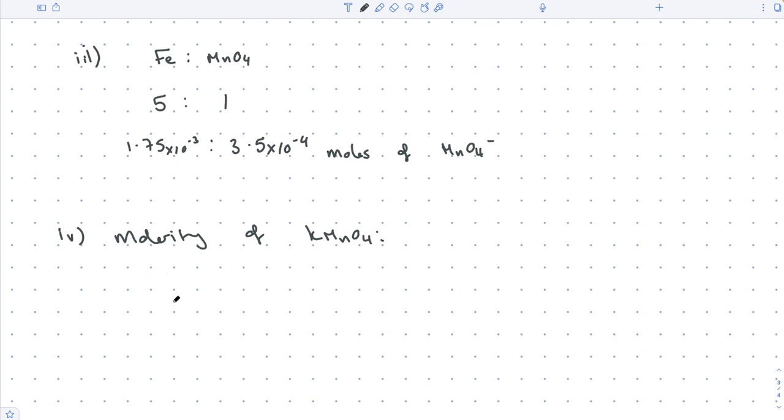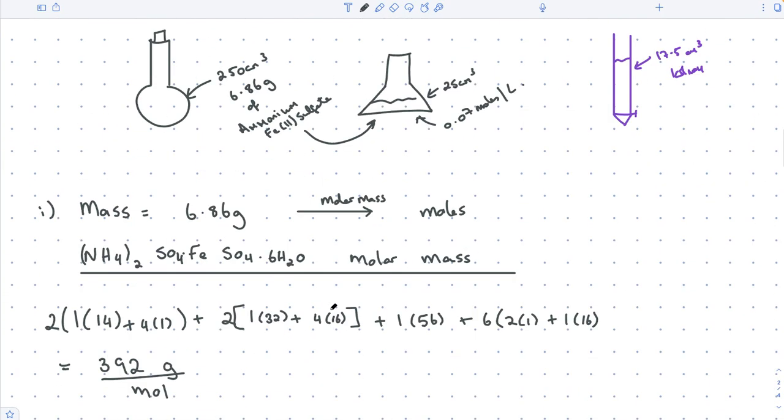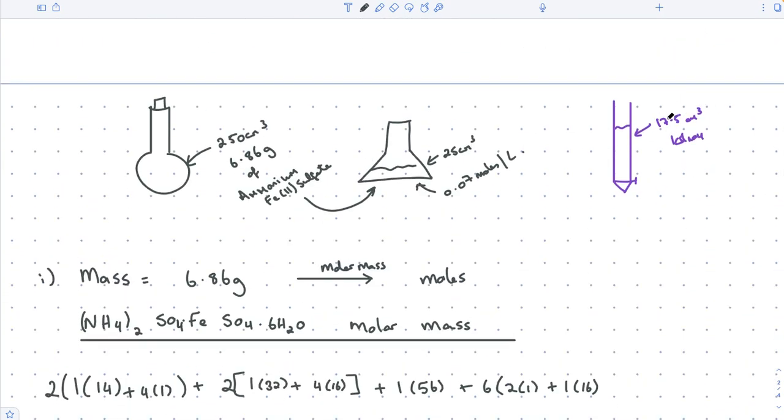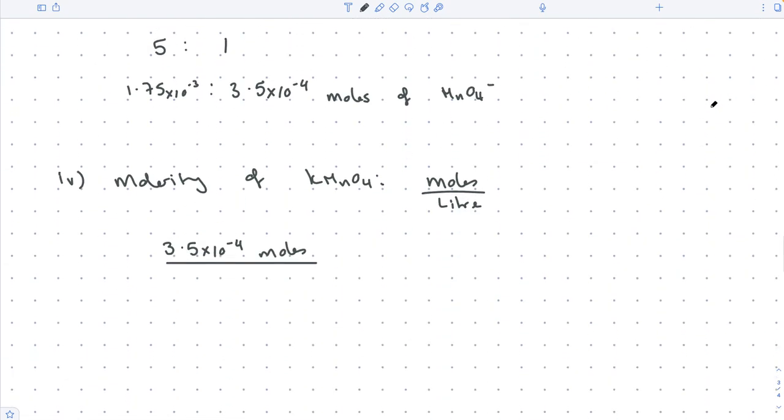The number of moles that we have was 3.5 by 10 to the minus 4 moles. And then I need to know moles per litre. That's where knowing your definitions is really important. Molarity means moles per litre. I didn't have a litre. That many moles came out of, if I go back up to my sketch here, 17.5 centimetres cubed.